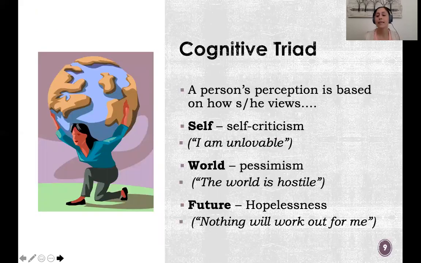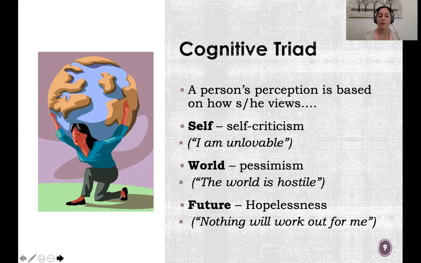All right, next key concept is the cognitive triad. And this came from Beck, who recognized that regardless of the cause of depression, so whatever happened that led to the depression, once people became depressed, their thinking reflected a negative cognitive triad. And this involved negative views of the self, the world, and the future.